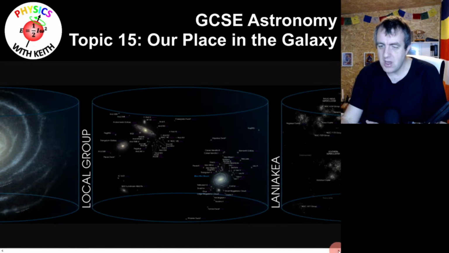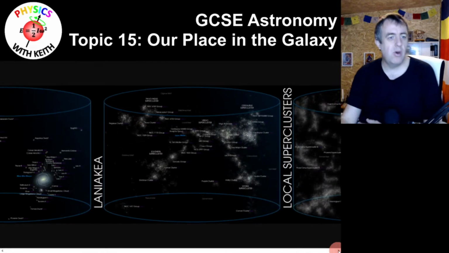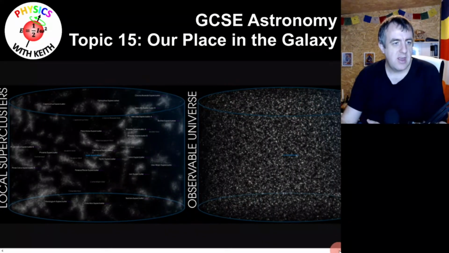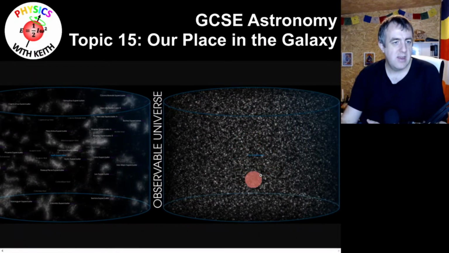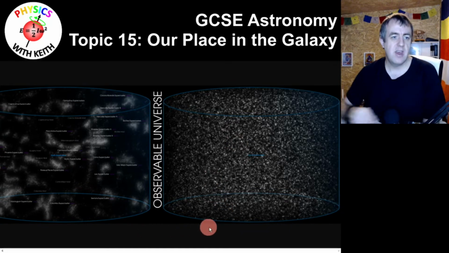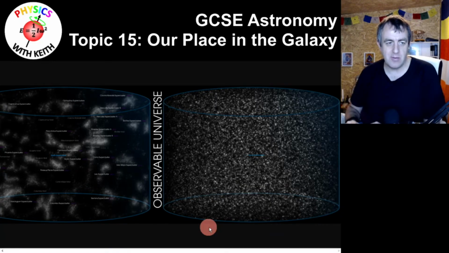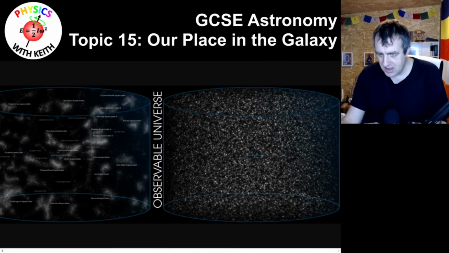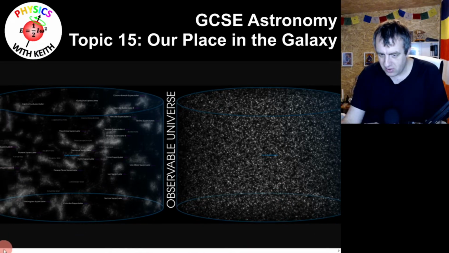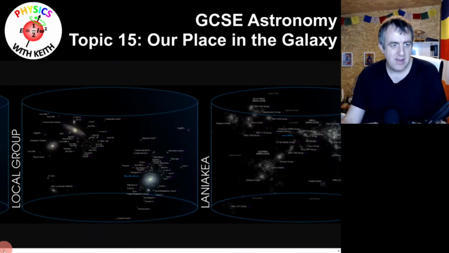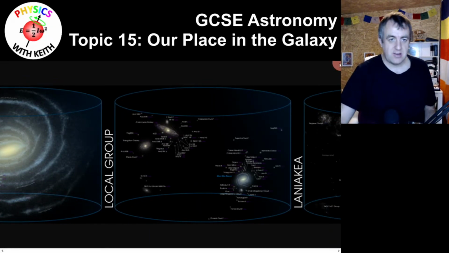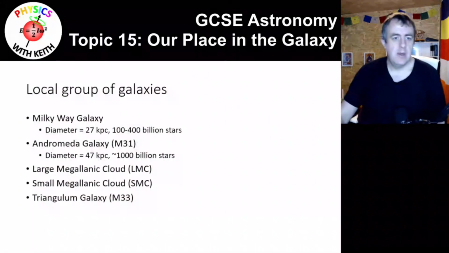And the further out we go, the more we're going to see. So we've got local superclusters, and then we can go all the way out to here with the entire observable universe, which this has been drawn in a cylinder. It's not going to be an observable universe in the shape of a cylinder, so there are some issues with this, but there you go. This is the animation. I wanted it scrolling across slowly. It doesn't really matter. It's all here, and the local group is the bit that we're going to be focusing on next. Let's go back to the presentation.